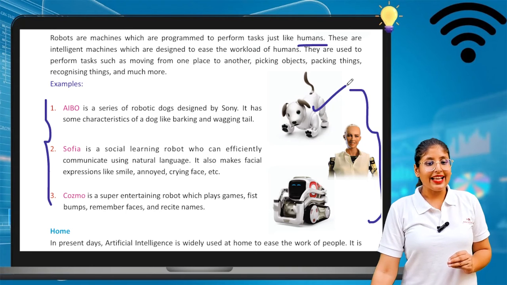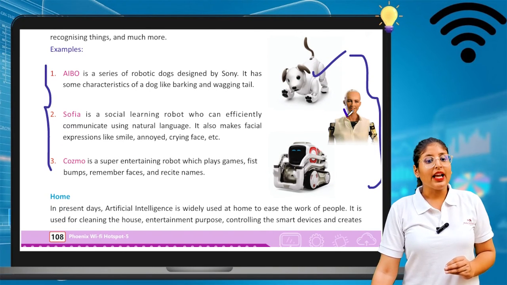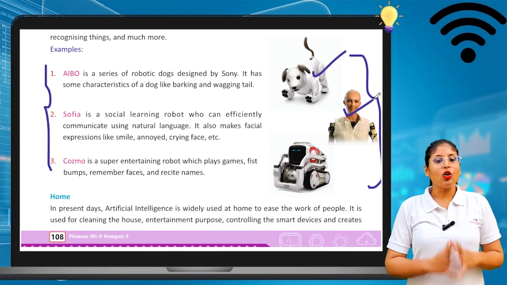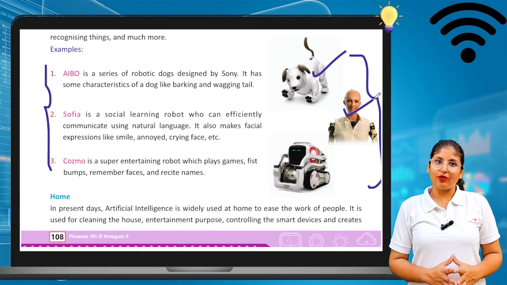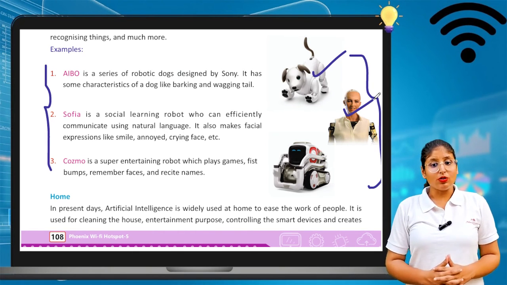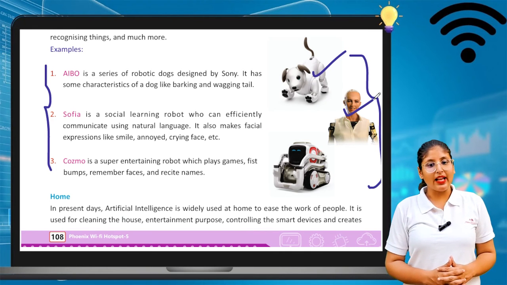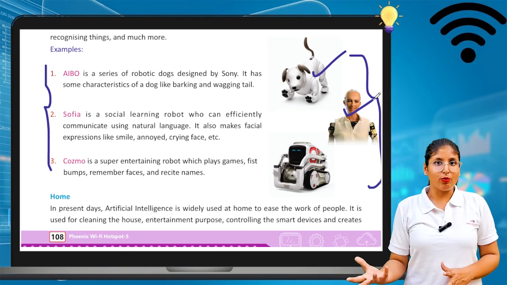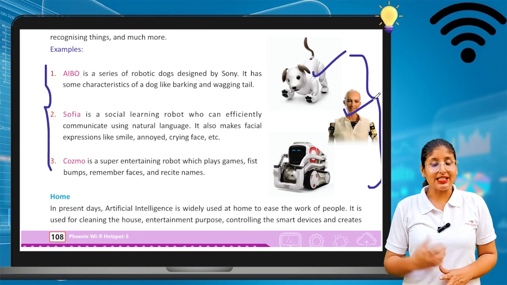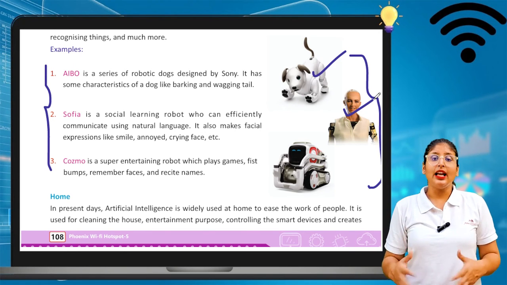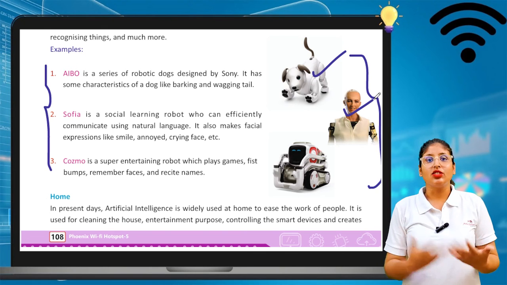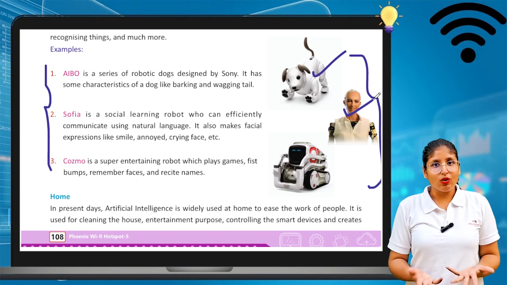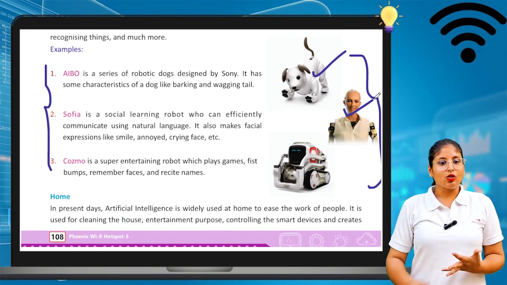Next is Sophia. It is a social learning robot who can efficiently communicate using natural language. It also makes facial expressions like smiling, annoyed, and crying faces. So this is a humanoid robot known as Sophia, just like a human being. It looks like a human being. She can smile, or of course speak, and cry also.